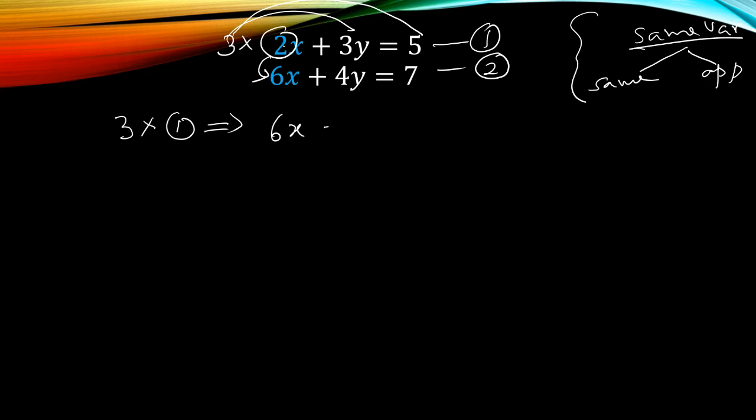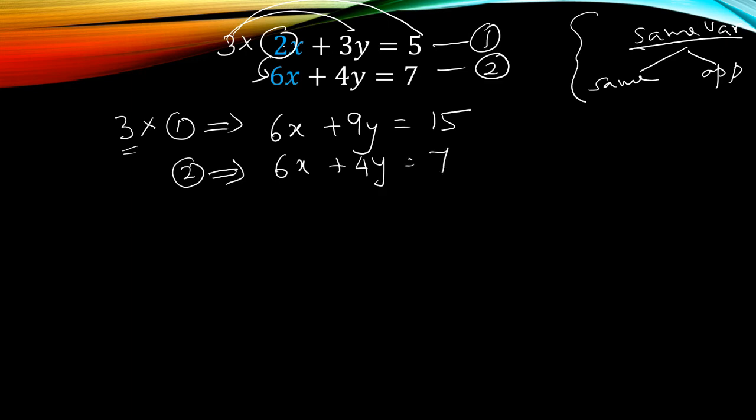So I'll get 6x plus 9y. Be careful to multiply the whole equation by 3. Each and every term in equation 1 should be multiplied by the number that you are supposed to be multiplying here. Now rewrite the second equation as it is, because that's what we are aiming for. Now we have come to the first category of the equations where you have same numbers and same sign. So same number, same sign is subtraction. So you need to subtract these two equations.